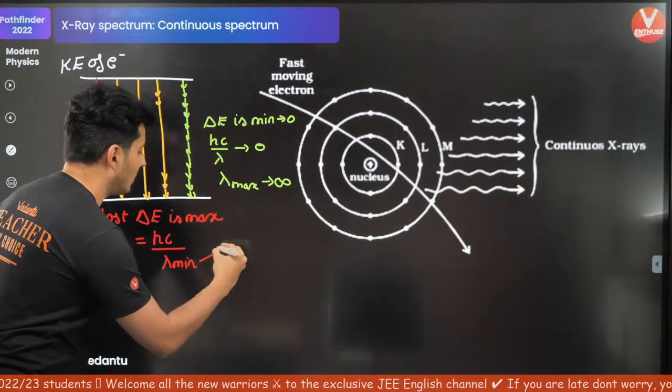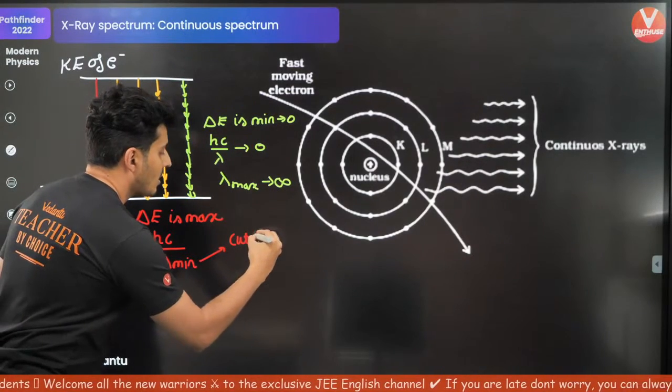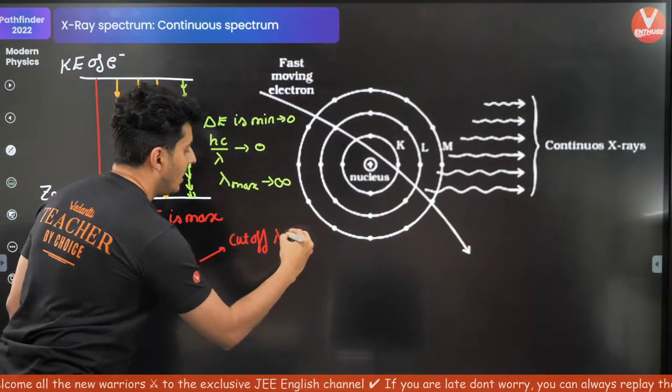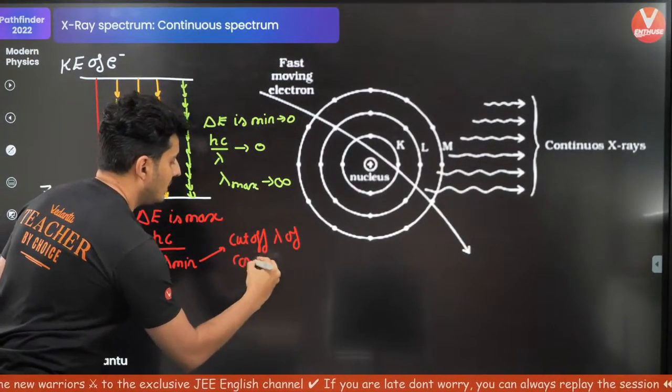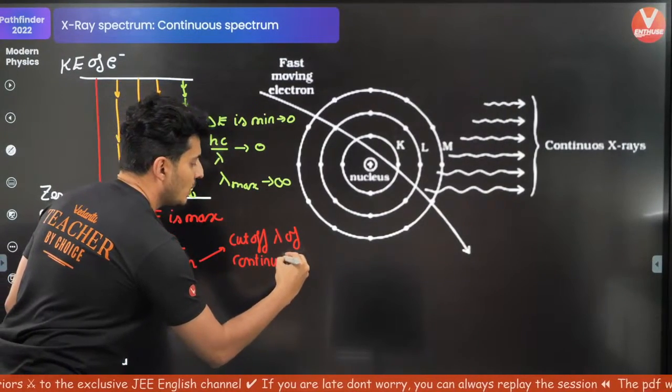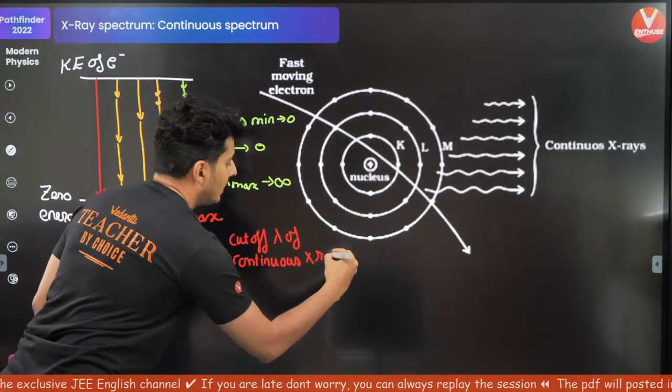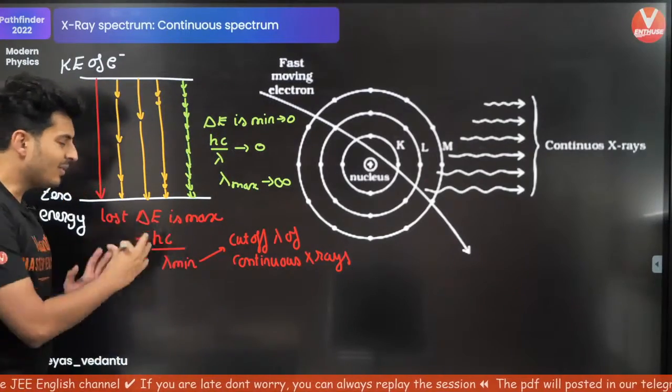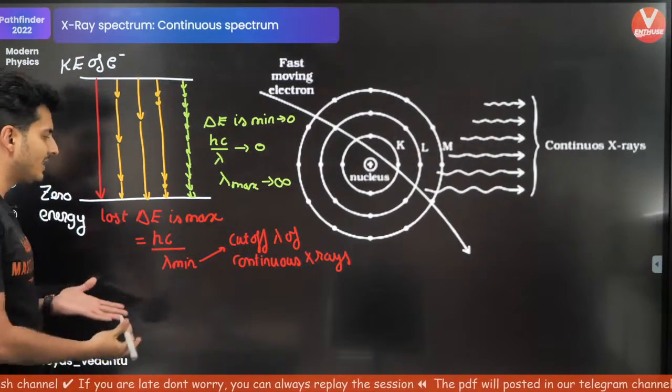Sometimes this is also called the cutoff wavelength of the X-ray spectrum. So what is this called? Sometimes this is also called the cutoff lambda of the continuous X-rays. It can't get smaller than this. Now if you rearrange and play around with this, it's very simple.